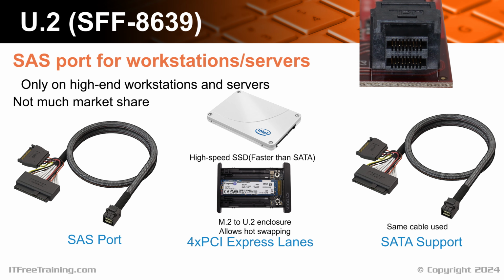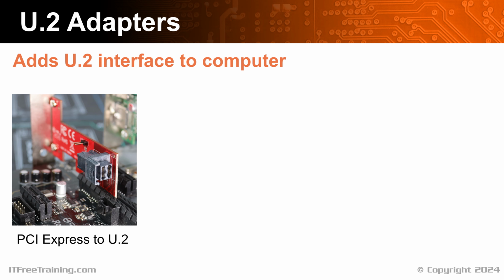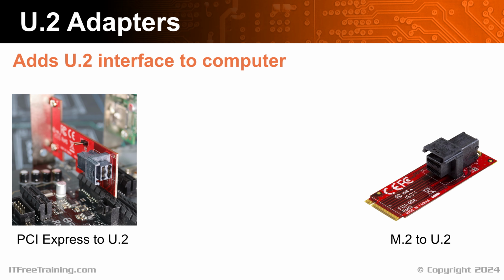U.2 interfaces are not very common, so let's have a look what you can do if your motherboard does not have one. If your computer does not have a U.2 interface, you can always purchase an adapter to add one. One of the simplest options is to use a PCI Express card like the one shown. This is a basic PCI Express card that adds one U.2 port. There are also others on the market that add more ports and also add additional features such as RAID options. There is also an adapter that will work with an M-type M.2 slot.